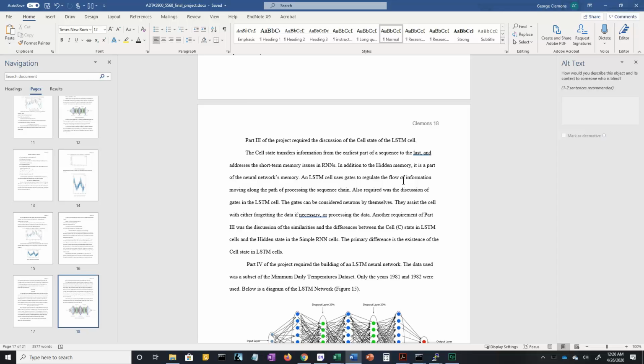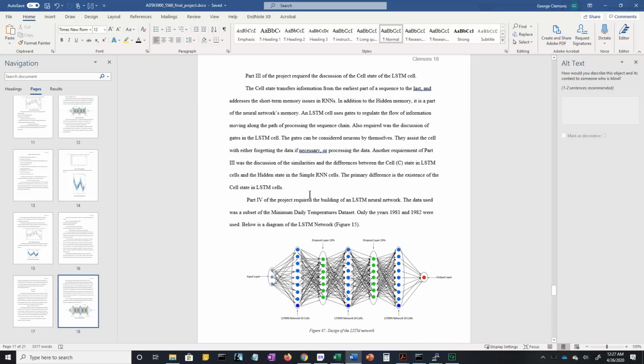Another requirement of Part 3 was the discussion of the similarities and the differences between the cell state in LSTM cells and the hidden state in simple RNN cells. The primary difference is the existence of the cell state in LSTM cells.